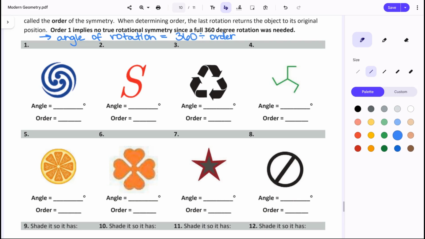So we said that the order was 2. So what would that make the angle? Good, 180.